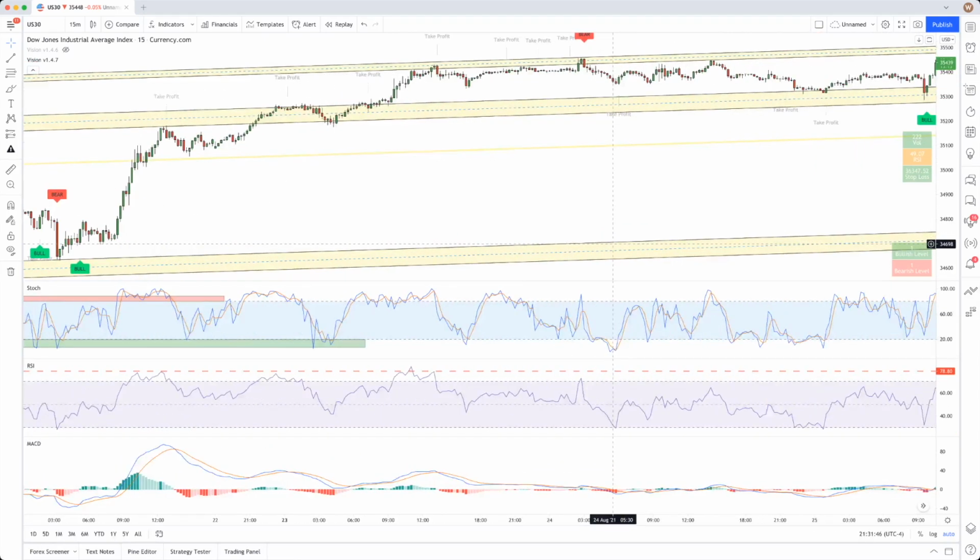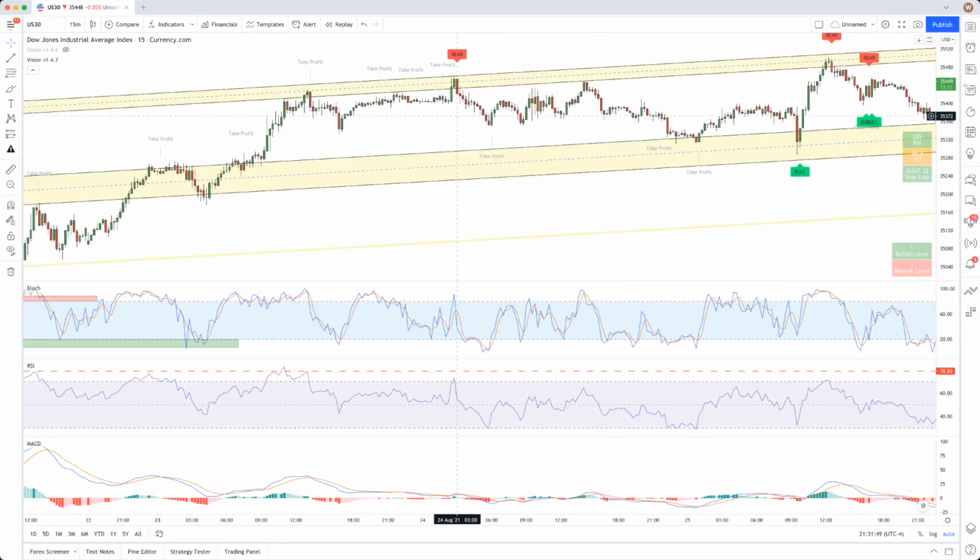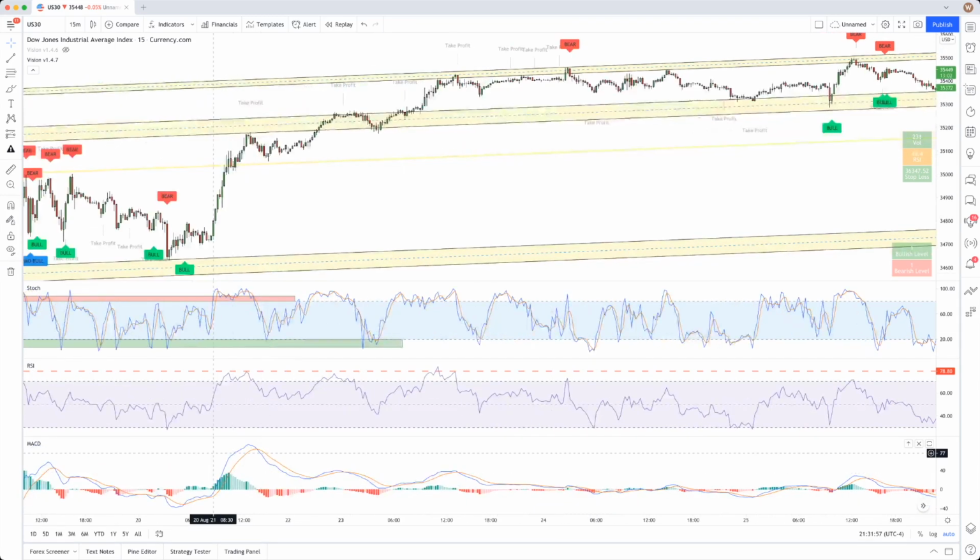Like where this bear signal is right here, the RSI was a little high there, not too high, but a little bit. Stochastic was high, and the MACD had been trending down, like it's going to come below the histogram there.